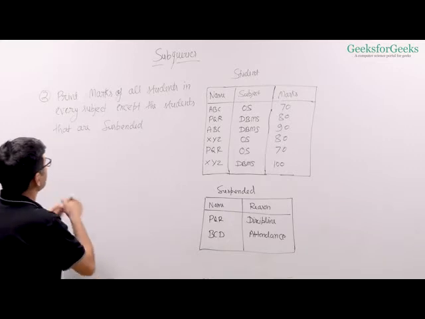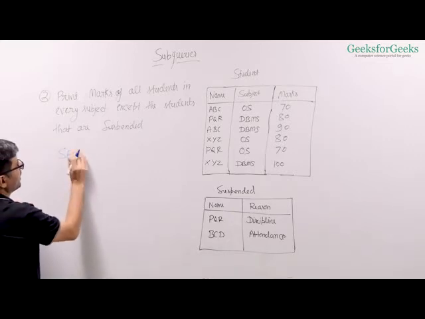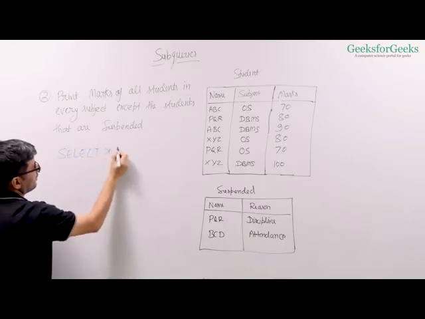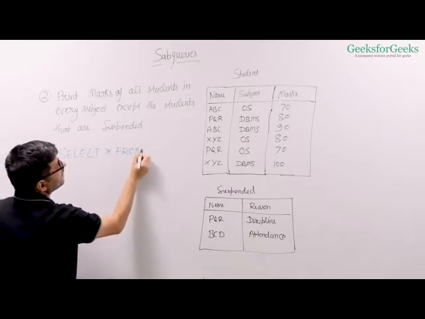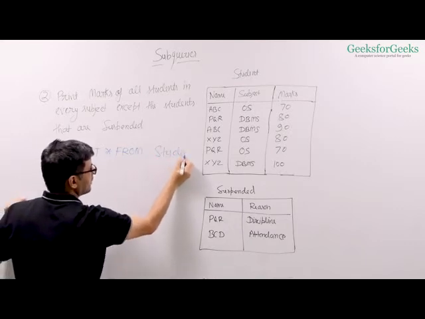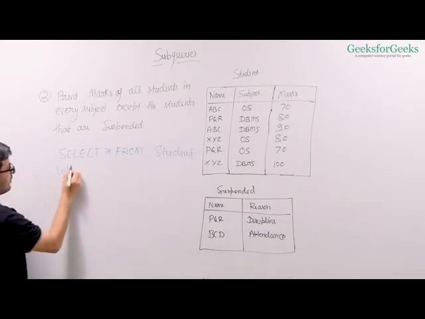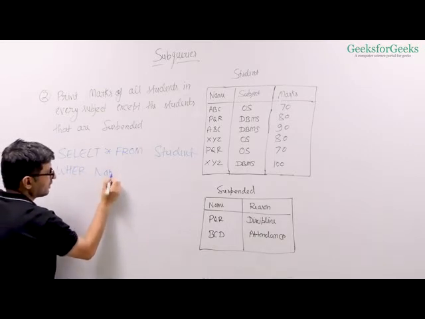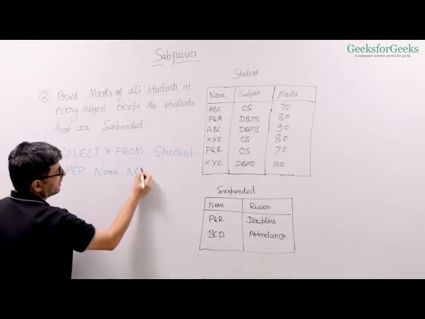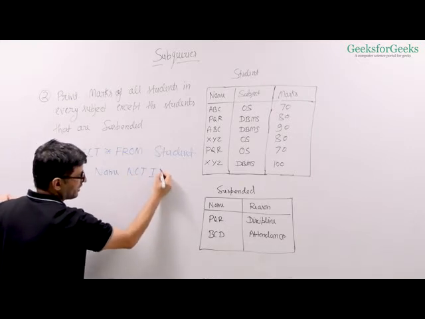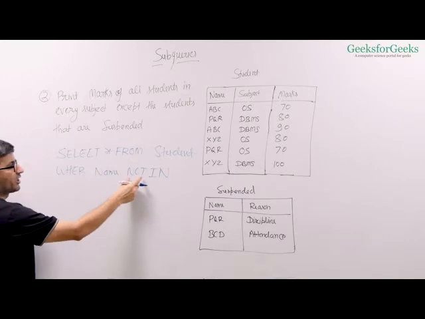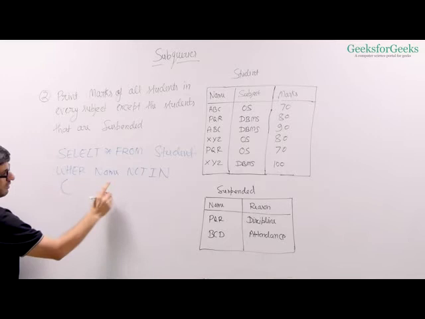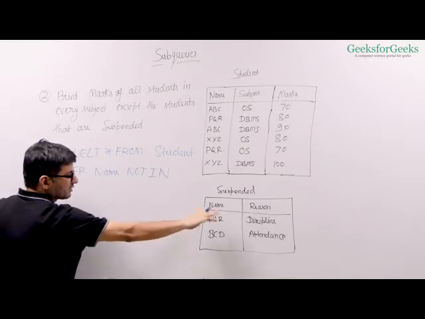So what do we do? Select star from student where name. So here I'm using a new thing, not in, right? Not in means this is not in this set. We use not in for multiple results when we have a set as result.